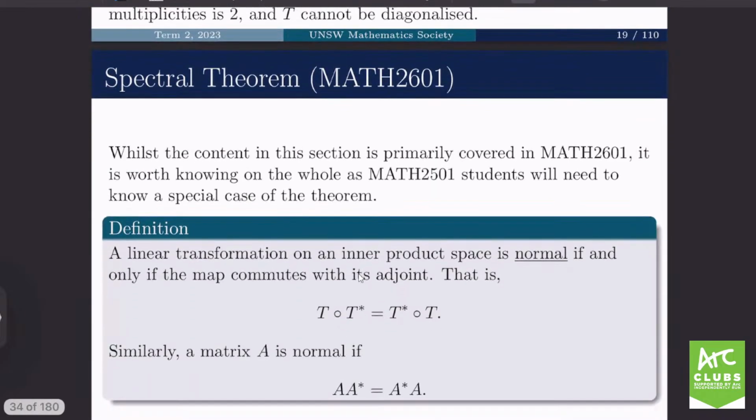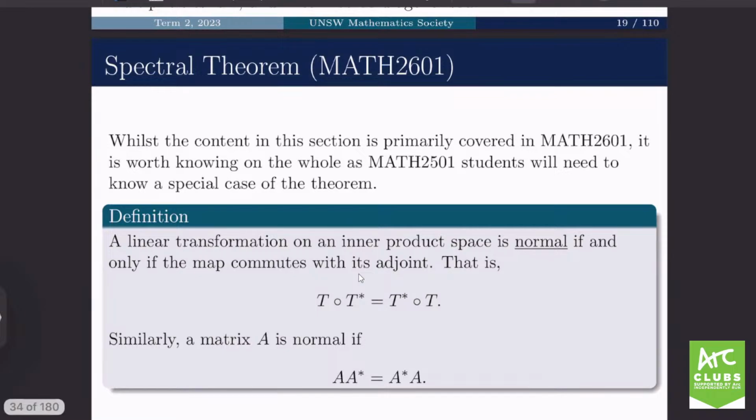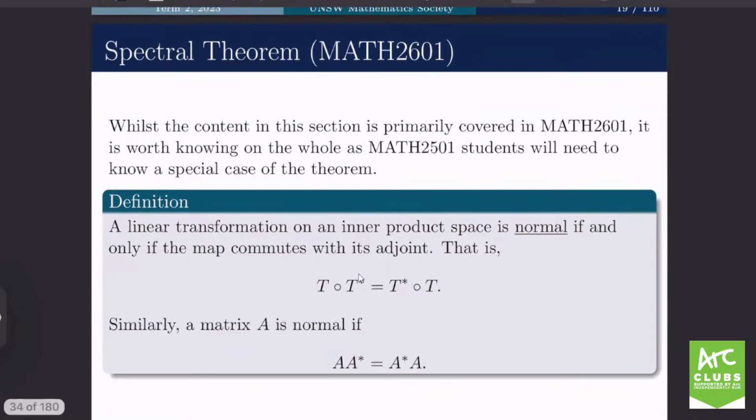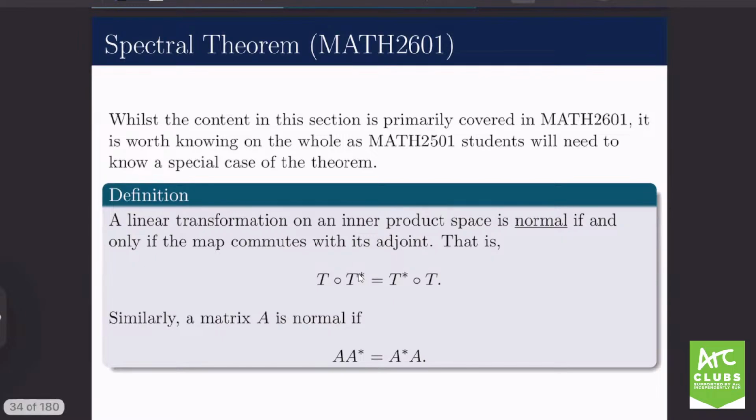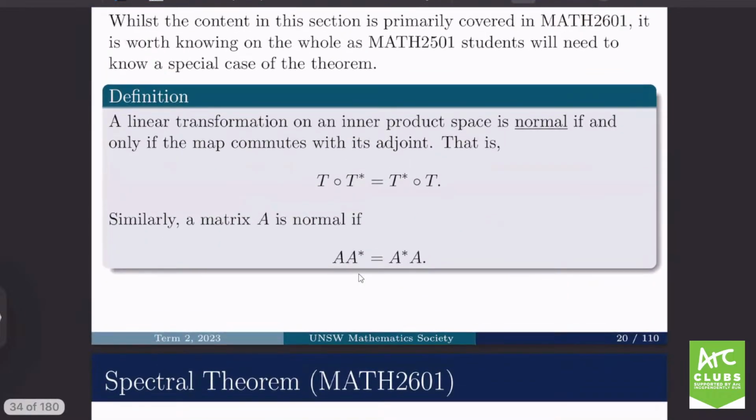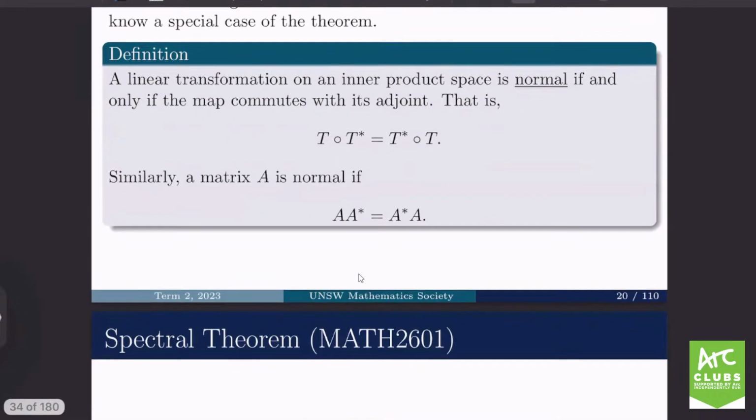Alright, so now we're going to move on to a very important theorem for eigenvectors, eigenvalues. This is the spectral theorem. So again, this is primarily covered in Math2601, but it's worth knowing for Math2501 for specific cases. So first of all, we'll look at a definition here. A linear transformation is normal if and only if it commutes with its adjoint. That is, T of T star equals T star of T.